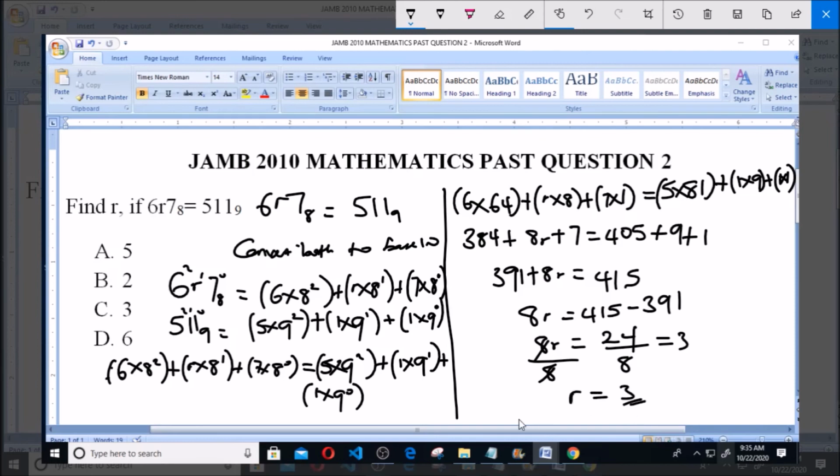So it simply means that 637 base 8 is equal to 511 base 9. That is because this 3 here represents R. So R is equal to 3, and that is option C.